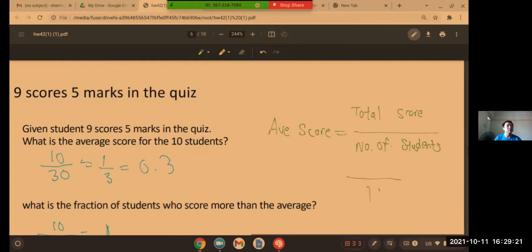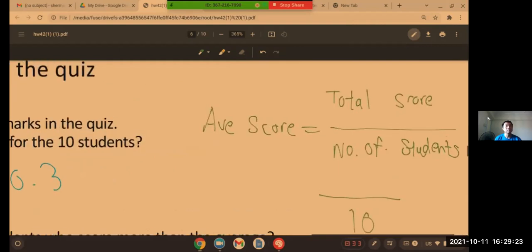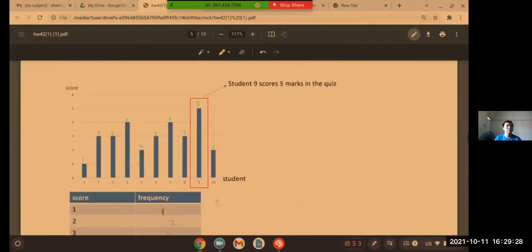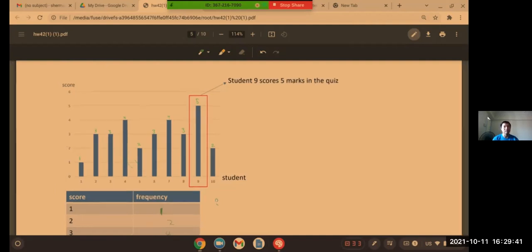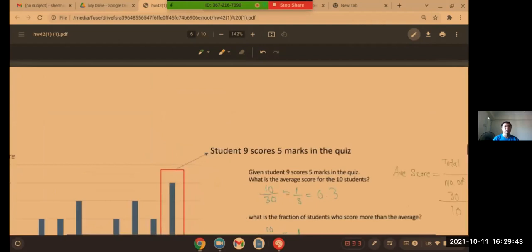10 over 30 is wrong. Is it 30? No, you're not supposed to use the table. I'm not using the table. I'm looking at the graph. Yes. Yeah, 30. Yeah, good. So the answer is 3.